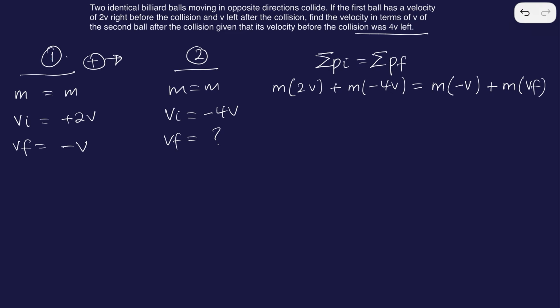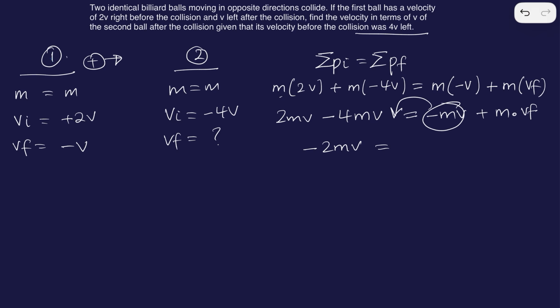Now we just need to simplify. So m times 2v is 2mv, and then m times minus 4v is minus 4mv. We can then simplify. So 2mv minus 4mv is minus 2mv, and that's equal to m times minus v, which is minus mv, plus m multiplied by vf. Now let's simplify here. I'm going to take the minus mv across, so that's going to give me plus mv, and that's going to equal m times vf. So minus 2mv plus mv is minus mv, equal to m times vf.